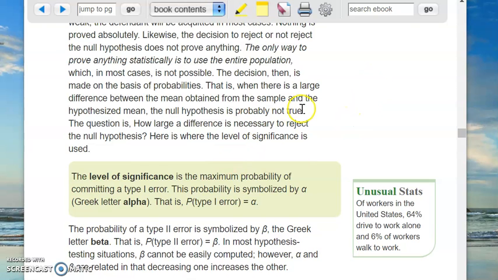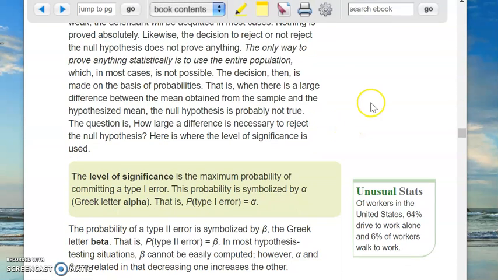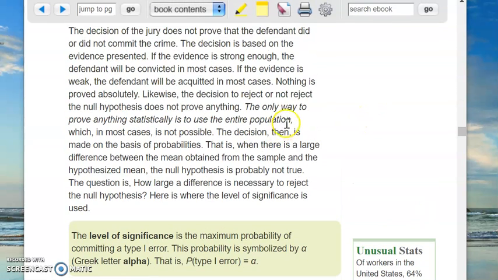Okay, so now what is the level of significance? That's going to be our next topic, okay? So let's defer that to the next tape. I'm going to end this recording right now.